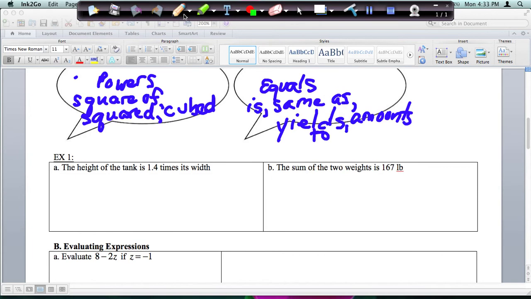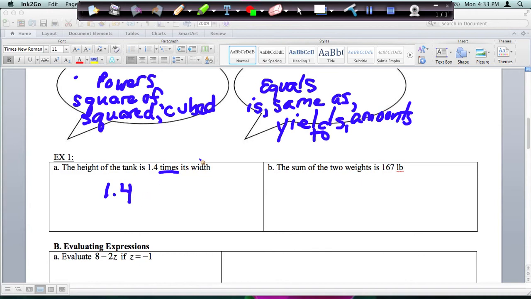Okay, so let's do an example of converting from words to an expression, translating. A says the height of the tank is 1.4 times its width. So we see the word times, and that would be a good thing to underline. And that times means you're multiplying. So if I would write this out, it would be 1.4 times width. And when we're dealing with variables, we don't put that multiplication symbol in. It's just assumed to be there.